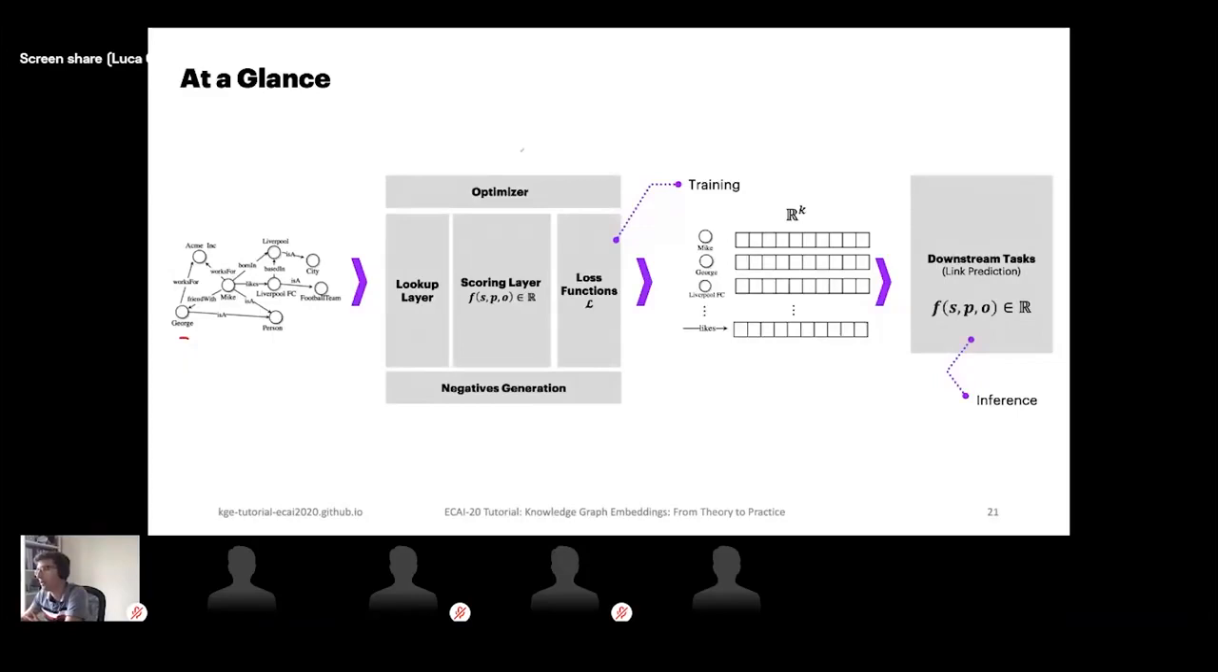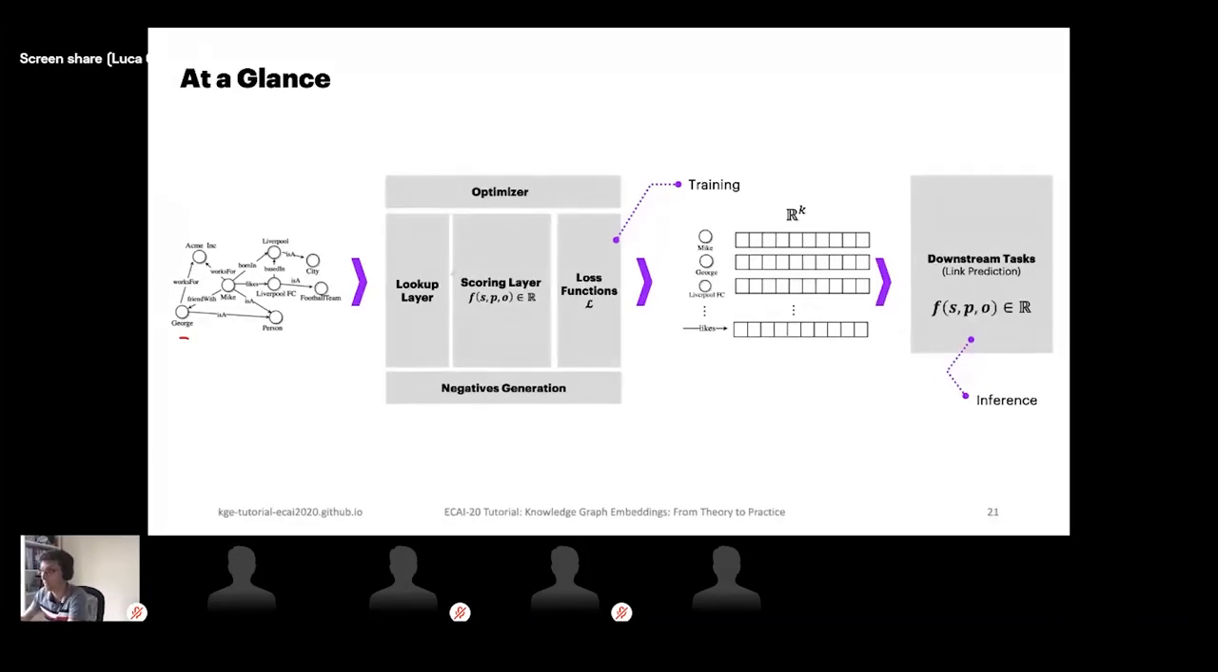Then we have the architecture of the model, which is made up of a couple of layers. We are not really talking about extremely deep neural architectures. Their structure is relatively simple. We have a couple of layers. One is called the lookup layer, very simple. It simply assigns an embedding to each node and edge type of the graph, and it simply looks that up, right?